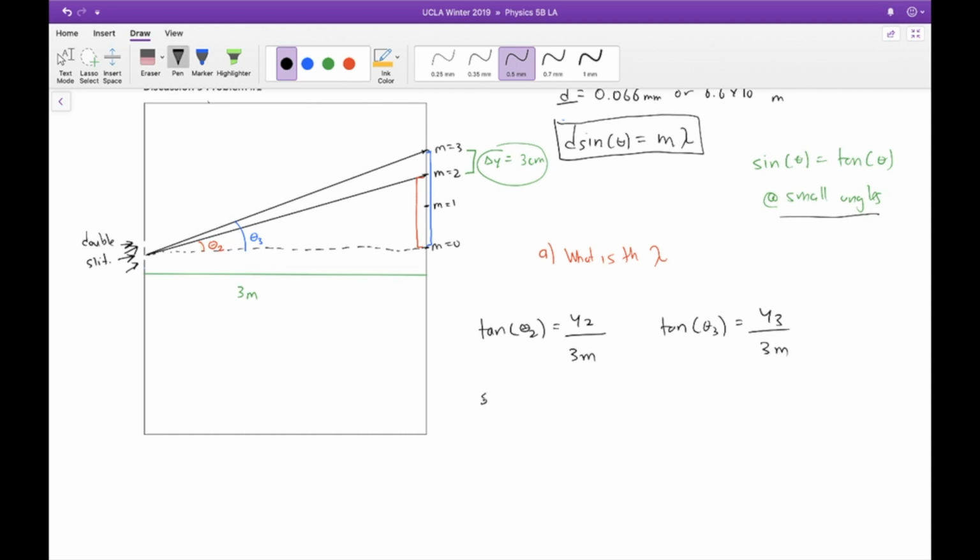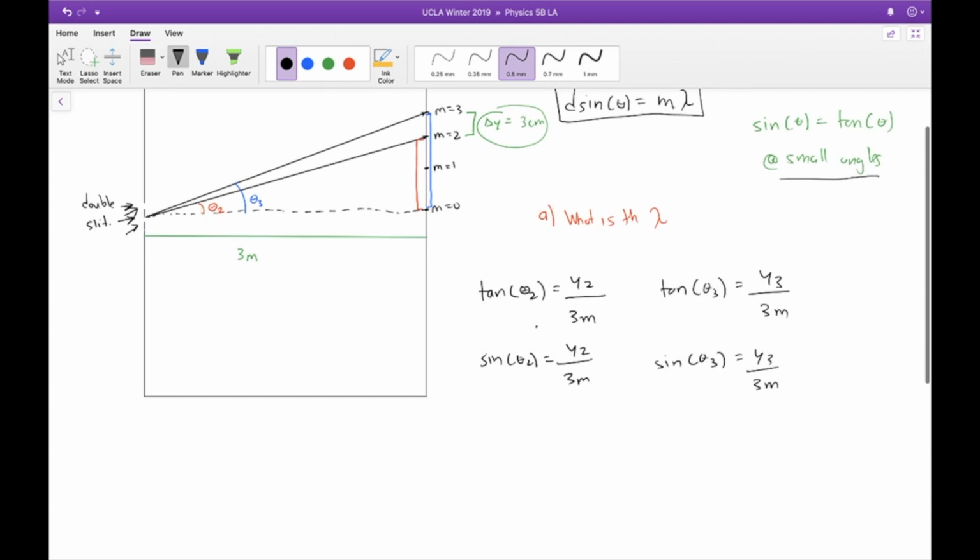So I'm actually going to replace this real quick with sine theta 2 is equal to y2 over 3 meters, and sine of theta 3 is equal to y3 over 3 meters, okay? Now, here's where it gets interesting. We have to notice a relationship here. I actually already drew it. See this red height and this blue height.